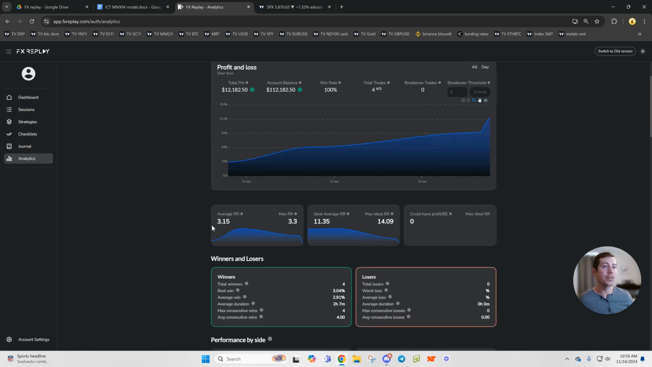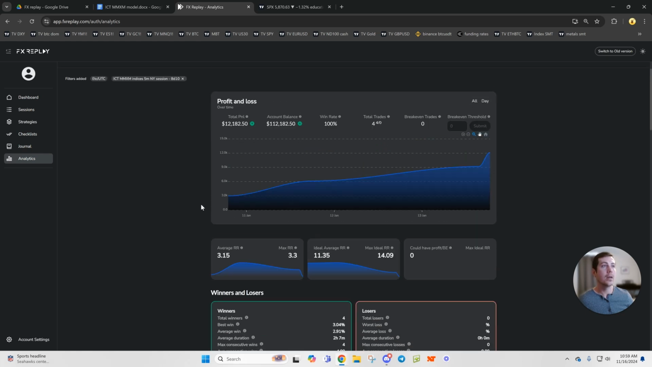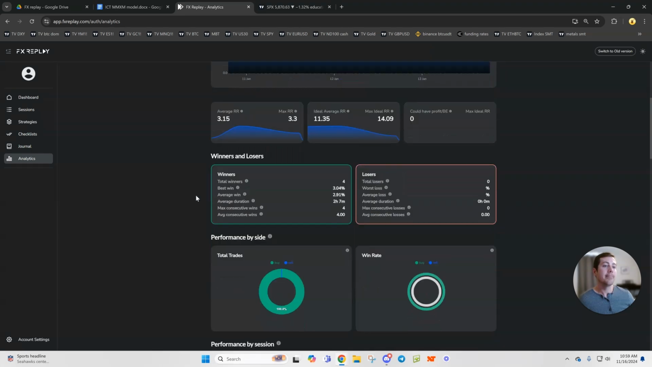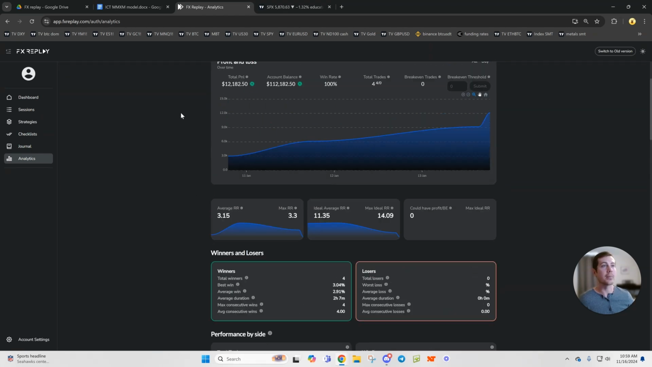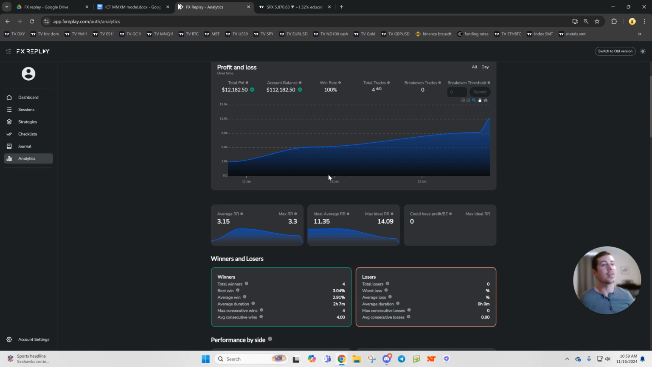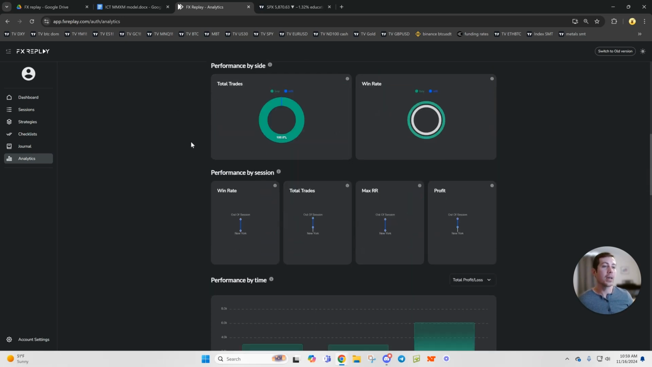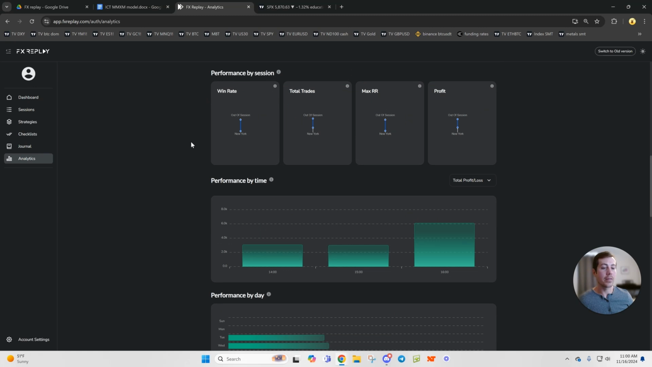Average trade is 3.15R. Yeah, we were obviously pretty much only in longs, and again, I think this specific time that I was trading was high probability for longs, so that's why we've seen the high win rates. But yeah, I hope you guys got some good value out of this.